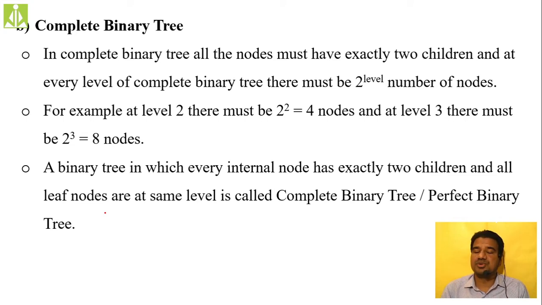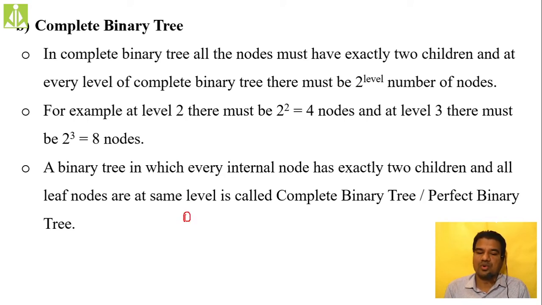How many nodes should it have at every level? It should have 2 power that level number. That many nodes we need to have. So 2 power level, whatever node count we get, that many nodes we should have in that level. So if you take the first level, it will be level 0, isn't it? At level 0, how many nodes do we need? 2 power 0, that is one node.